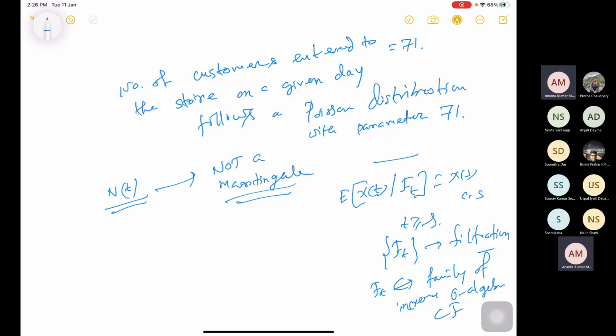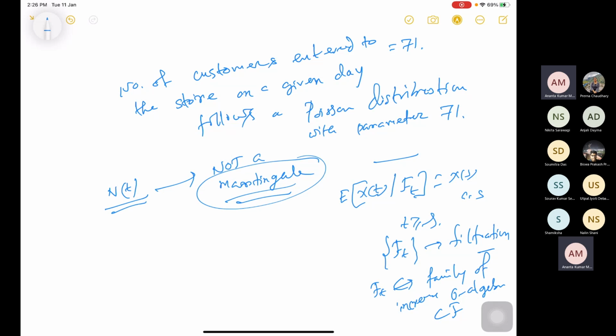We'll check later, whenever I talk about the theory of martingales, then I will come back. But N_t, the Poisson process, is not a martingale. Okay, and martingale theory has many applications and so on.